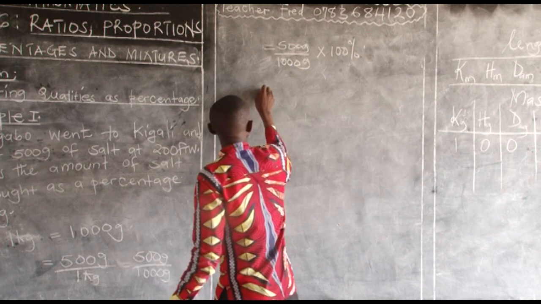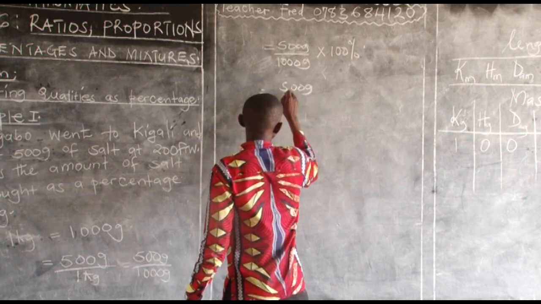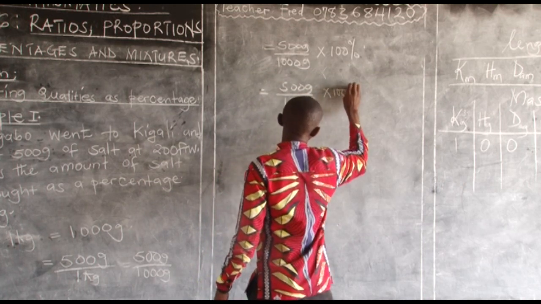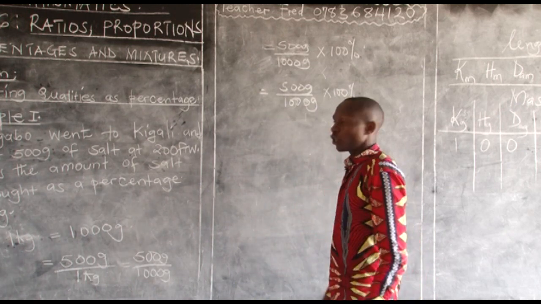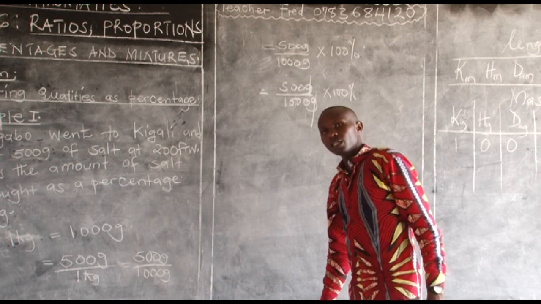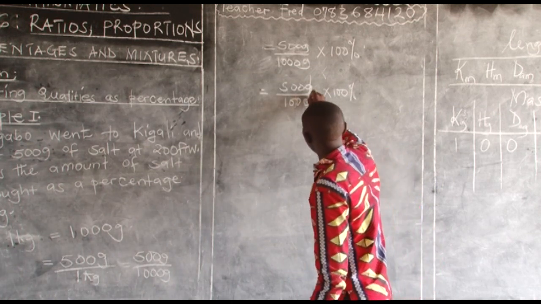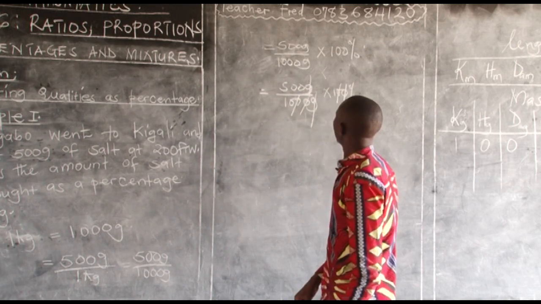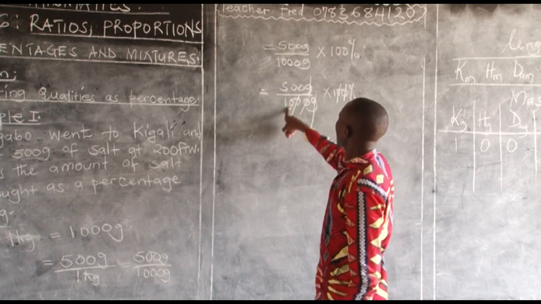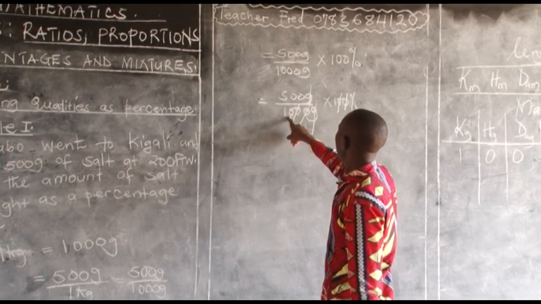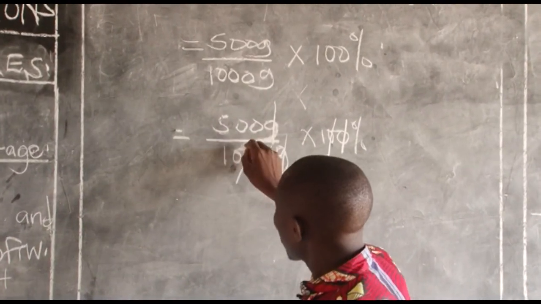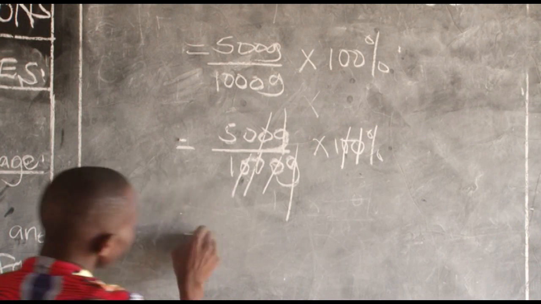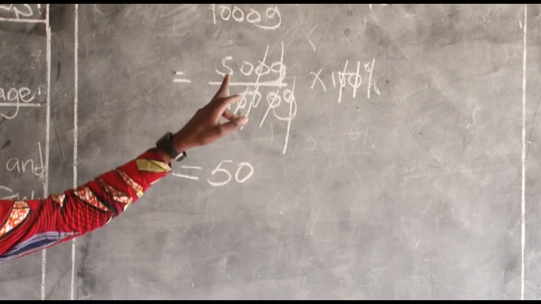After there, I'll say 500 grams out of 1,000 grams times 100%. Grams and grams will disappear. Then this zero will cancel out this zero. This zero will cancel out this zero. What am I remaining with? I'm remaining with 10 as a denominator. Up here I have 500. I'll also cross out this zero with this zero. After there, we shall have 50 is what we are remaining with.